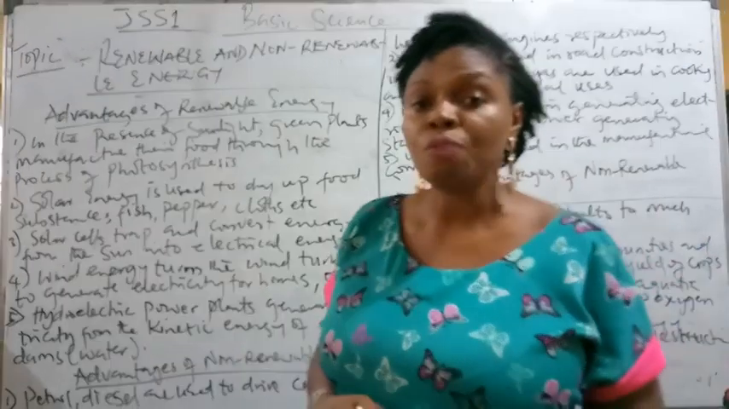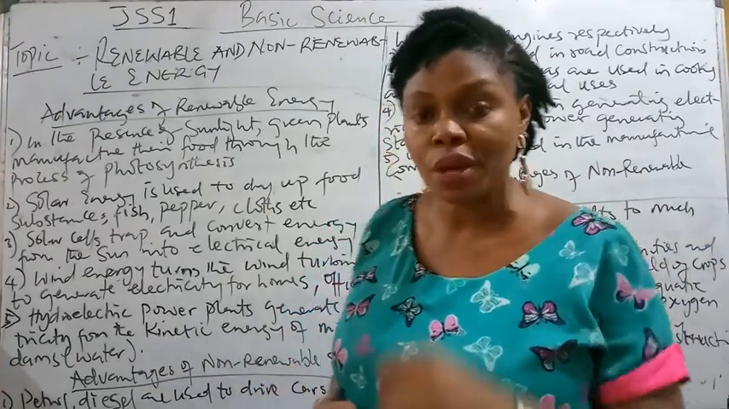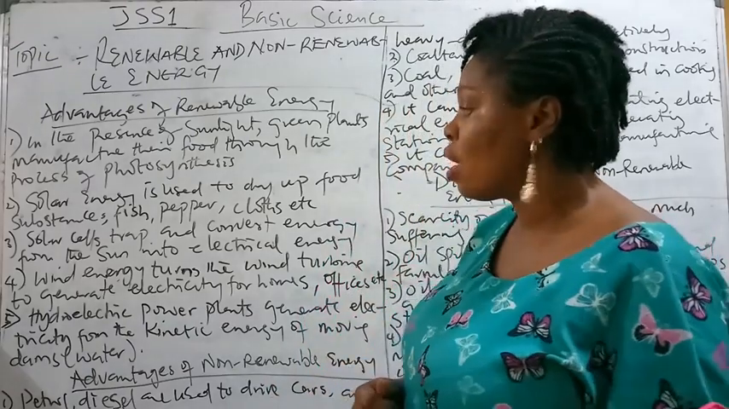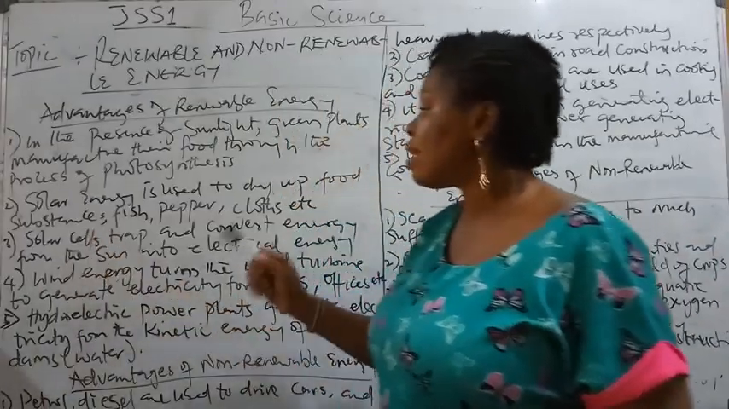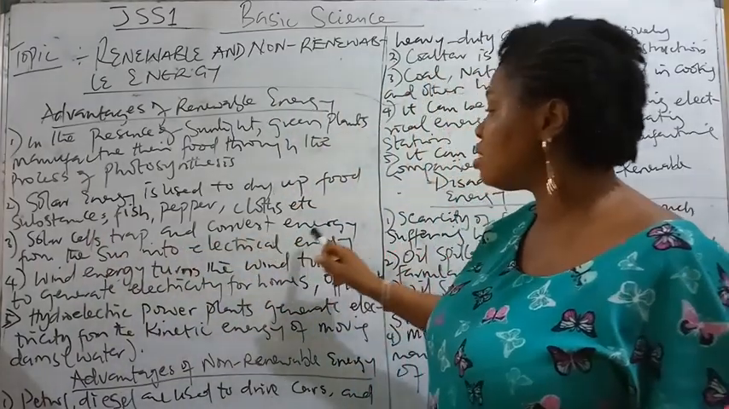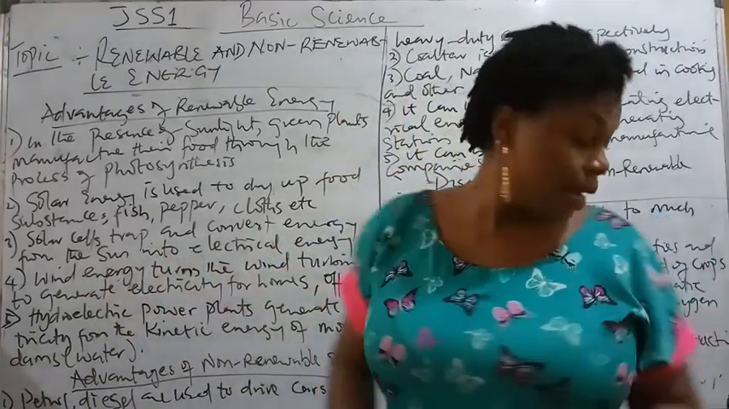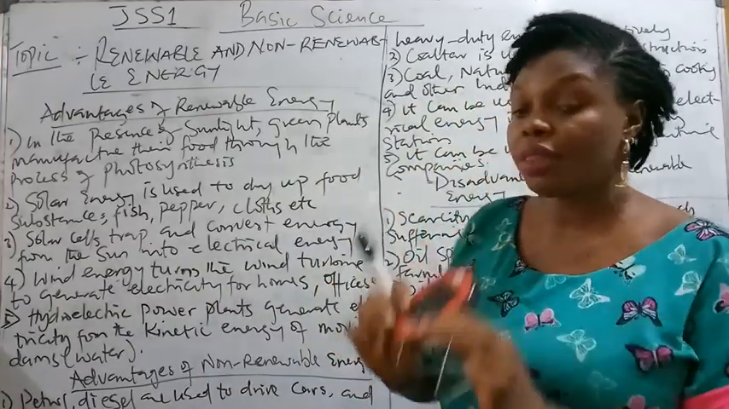For example, we all eat stockfish. You know your stockfish that you eat, most of them are being dried with solar energy. Number three, solar cell. Solar cells trap and convert energy from the sun into electrical energy. I showed you here that we put this in the sun.